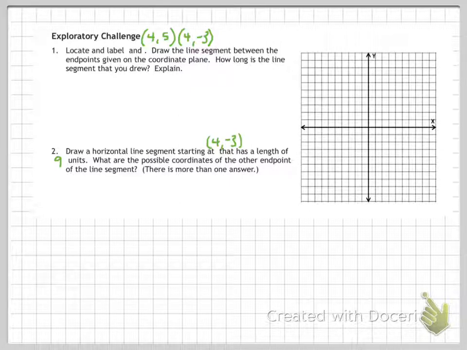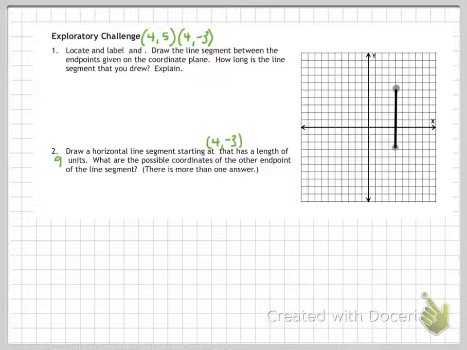I'm going to go 4 to the right, and then 5 up. And let's see, I think that's going to be right here. Whoops, let me get one that you can see. 4 and 5, looks like right there. And then 4, -3 is 4 to the right, down 3, so right there. And then our job was to draw a line segment between those 2 points. So I'll do that as well. And there we have it. We've got 4, 5, and 4, -3, and the line segment in between them.